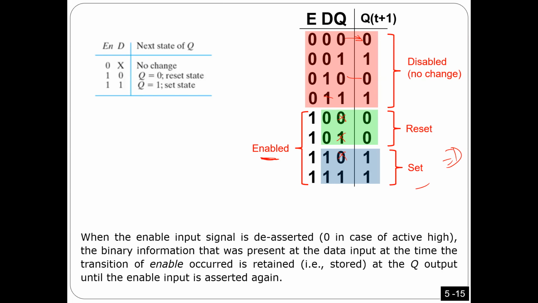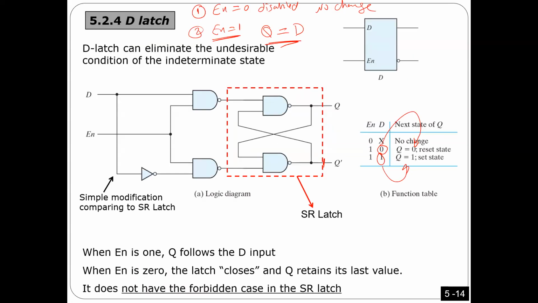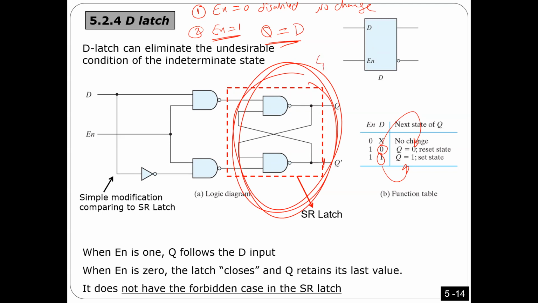Any questions? Okay. So I explained here how you can create the D latch. Look here, this is the building block. I just made a modification to this one, okay? So this one is the SR. That's why I told you the SR is the building block. So here I used SR to create the D latch.